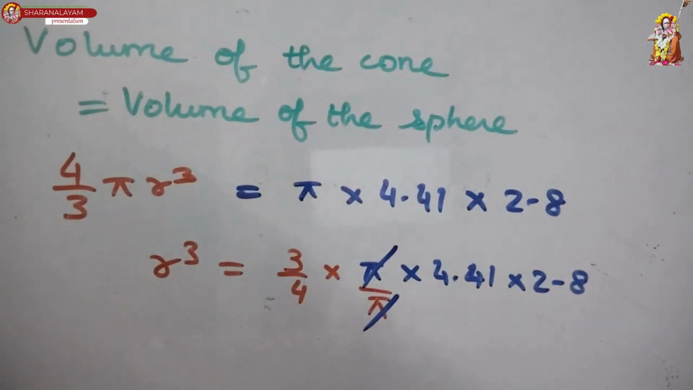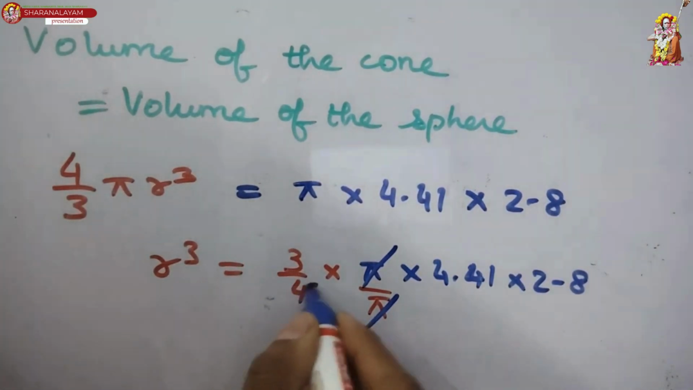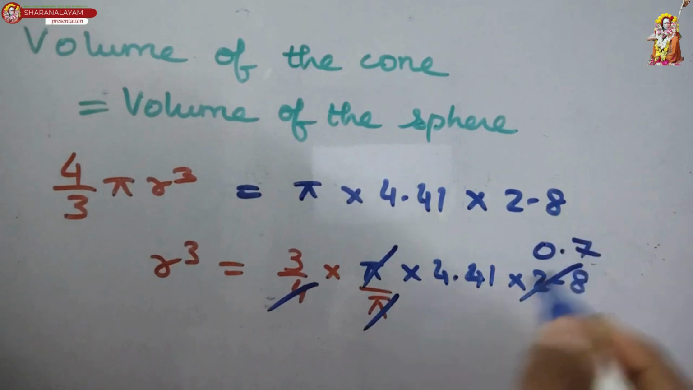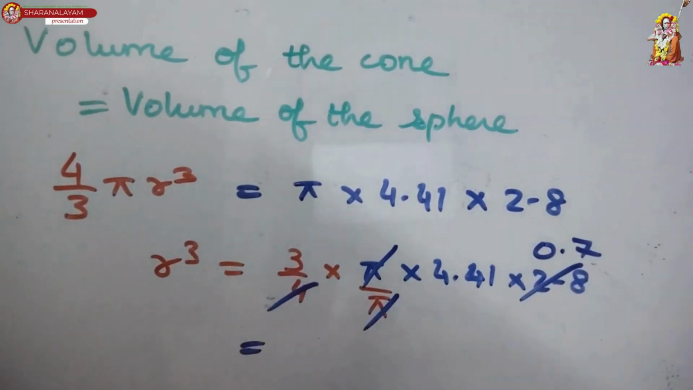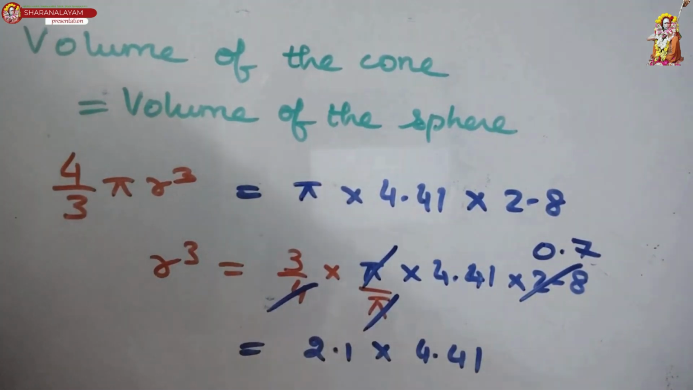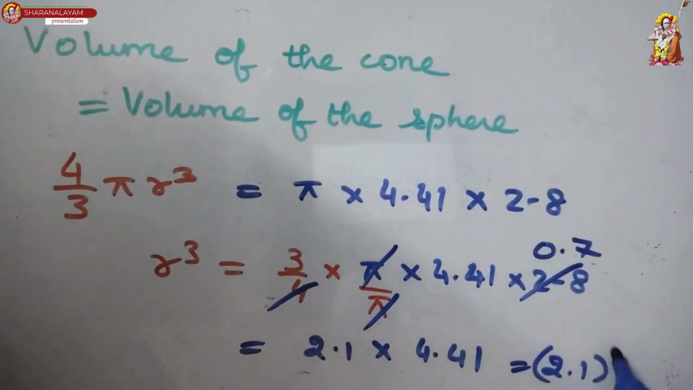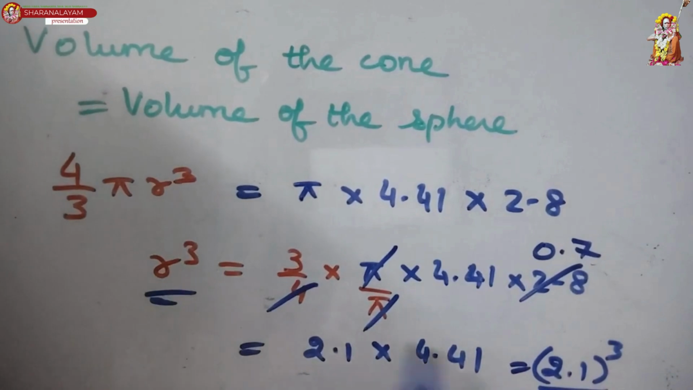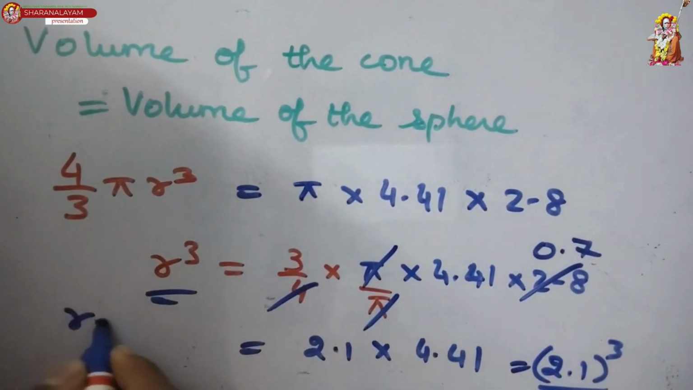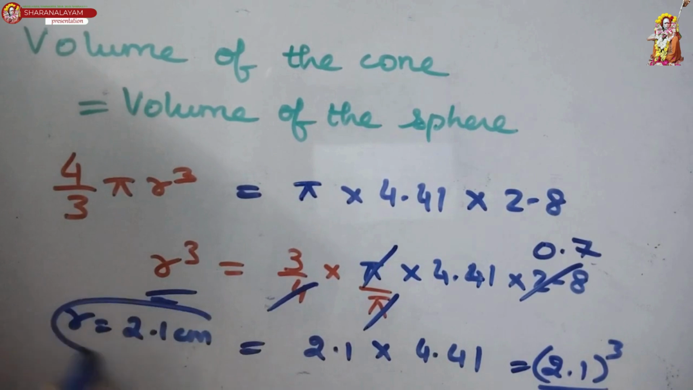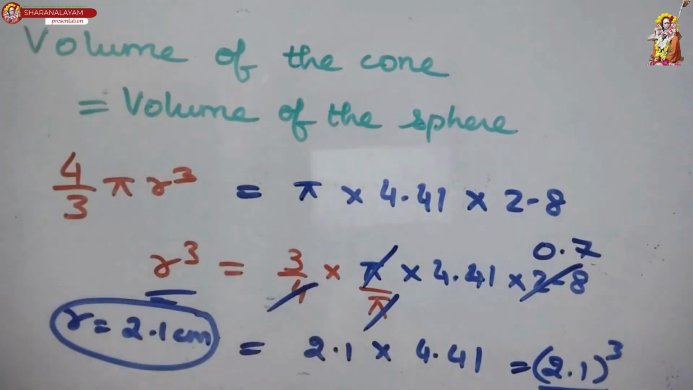Now if you solve, what will you get? In the 4, in the 2.8, 0.7 comes, and this 3 into 0.7 will give you 2.1. So it will be 2.1 into 4.41. And what is this 4.41? That was 2.1 square, correct? So this is nothing but 2.1 the whole cube. So if r cube is 2.1 cube, then r will be equal to 2.1 centimeters. So that is the answer. So option B, 2.1 centimeter is the correct option.